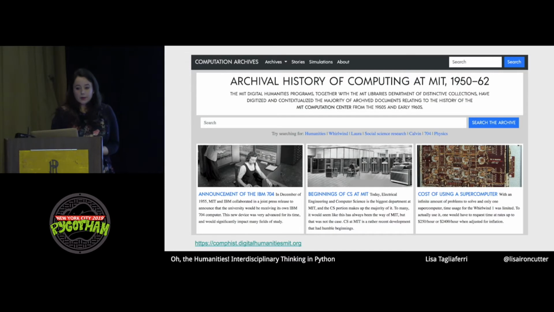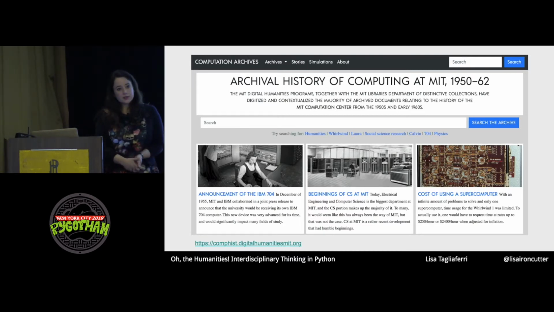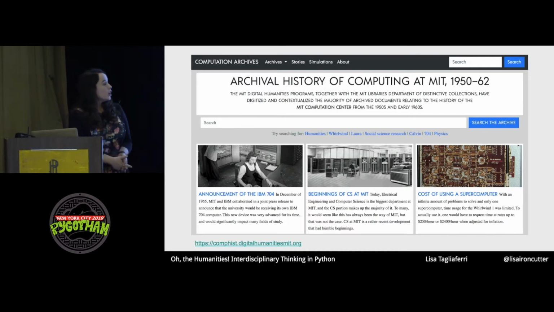To highlight some other projects that I've worked on, just to give you a sense of the digital humanities space as a whole, this is the archival history of computing at MIT from 1950 to 62. This is a Django project that is a digital archive. A lot of this work involved interacting directly with archivists at MIT and the Special Collections Library. Students went and looked at actual documents from the 1950s and 60s to get an understanding of how computer science was starting to develop. Students also did simulations in JavaScript.